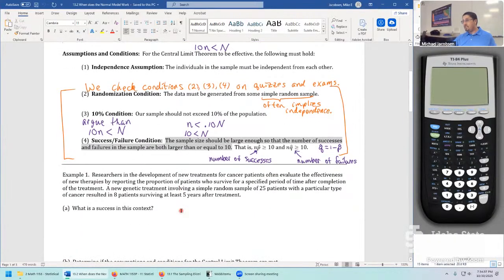So putting this all together, here's our generic example 1. Full disclosure, this one's a made-up problem, but I didn't want context to get too crazy when we're learning all these different parts for the conditions of the test. So it's kind of a simplified situation. It goes on to say, to start the context, researchers in the development of new treatments for cancer patients often evaluate the effectiveness of new therapies by reporting the proportion of patients who survived for a specified period of time after the completion of the treatment.